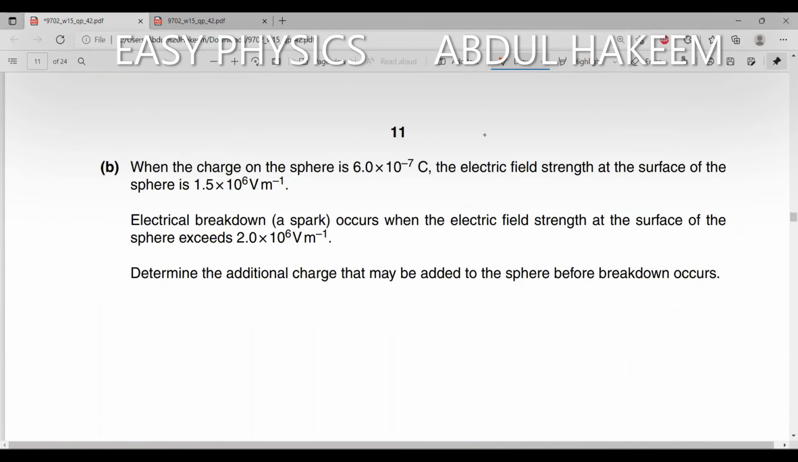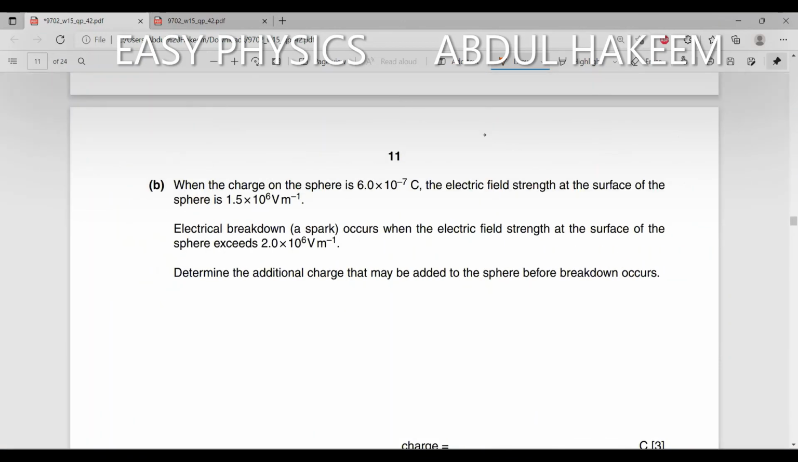And the next: when the charge on the sphere is 6 into 10 power minus 7, the electric field strength at the surface of the sphere is 1.5 into 10 power 6. Electric breakdown occurs when the electric field strength at the surface of the sphere exceeds 2 into 10 power 6. Determine the additional charge that may be added to the sphere before breakdown occurs.